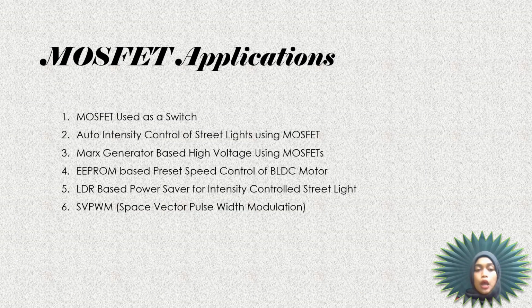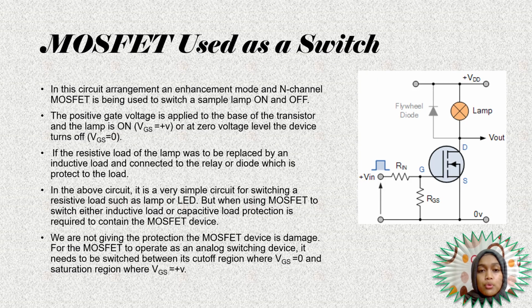There are a lot of applications of MOSFETs. Here I just list some of them. I will explain a little bit about the MOSFET used as a switch. Here is the MOSFET used as a switch in the circuit arrangement. An enhancement mode N-channel MOSFET is being used to switch a sample lamp on and off. The positive gate voltage is applied to the gate of the transistor and the lamp is on, and at a zero voltage level, the device turns off.